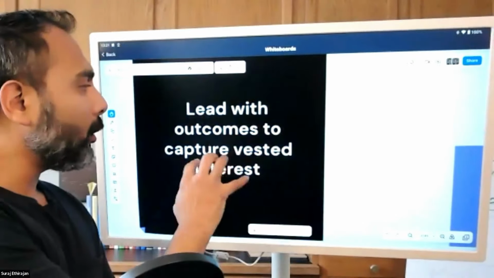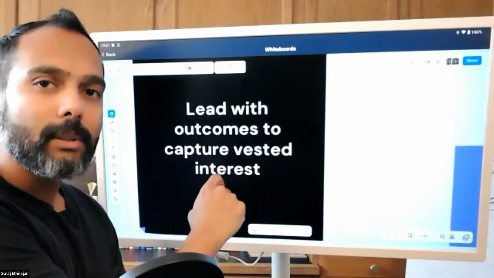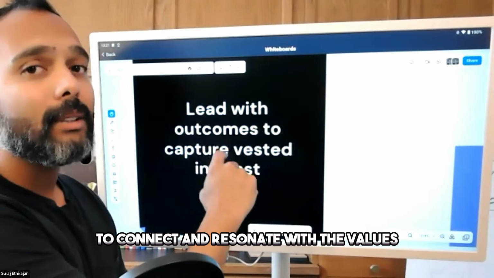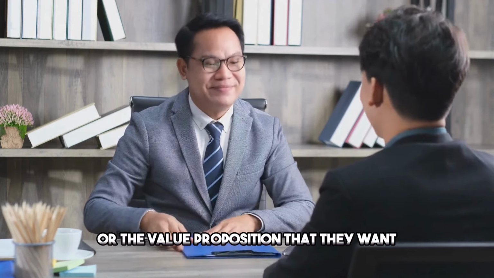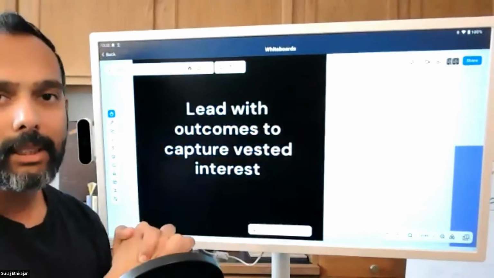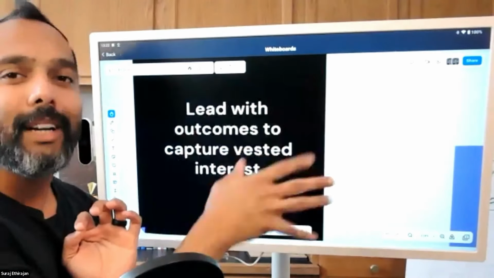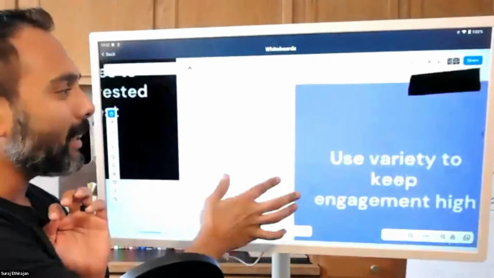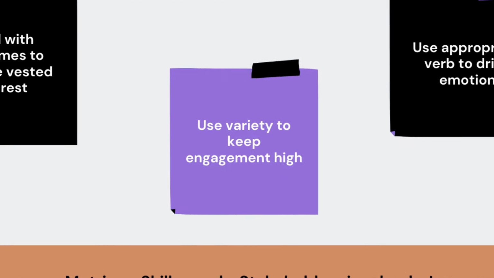So make sure that you're capturing it, not to beat your drums, but to connect and resonate with the values that they are interested in, or the value proposition that they want. And the way you initiate that is with action verbs. And we're going to go through a variety of action verbs, which leads to the next one. Keep variety, have variety to keep engagement high.